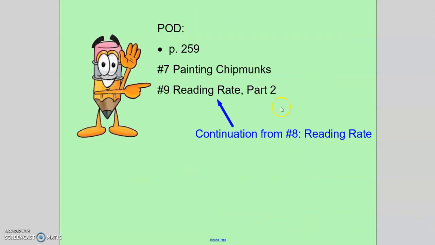For your homework assignment, it's numbers 7 and 9, but number 9 is reading rate part 2, which is actually a continuation from question number 8 from last night's homework, the reading rate.